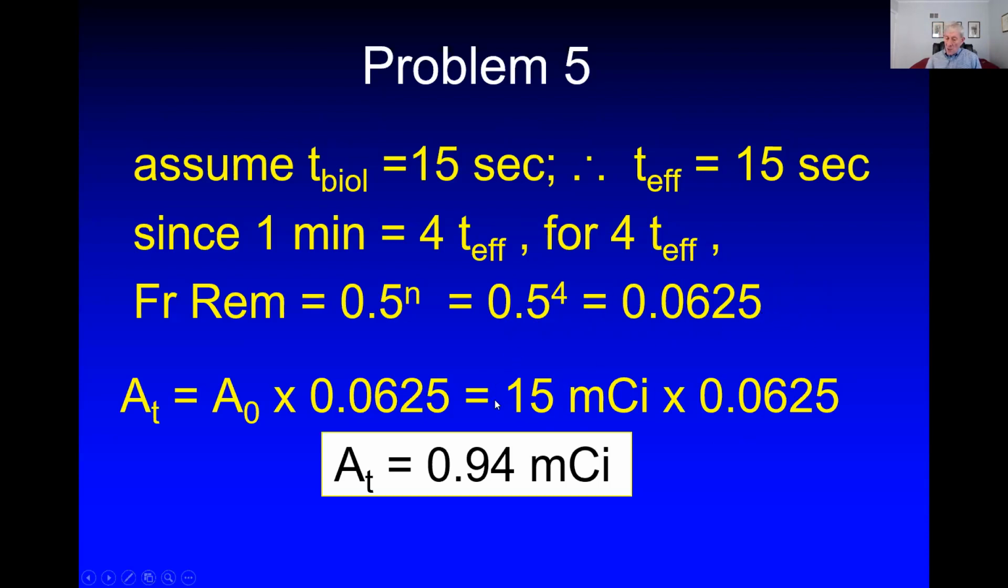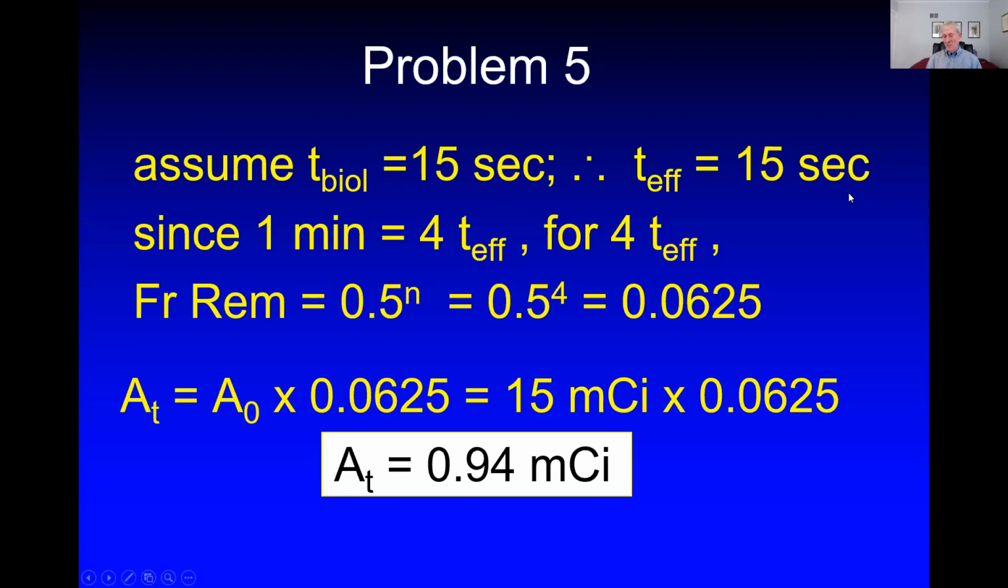You simply take your initial activity and multiply it by 0.0625 or divide it by 16, and you come up with 0.94 of a millicurie. So that's a little bit more difficult problem. To me, the hardest thing there is knowing that the physical half-life of xenon was so long that T effective equals T biological. Once you've got that, it's pretty easy.